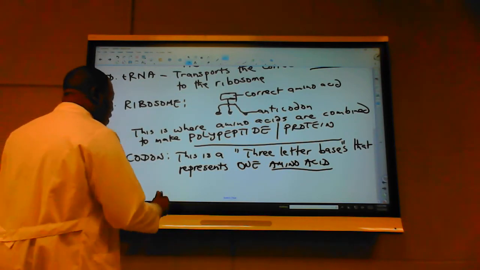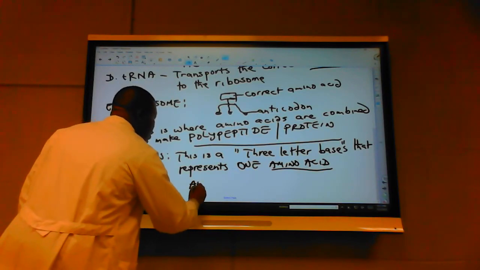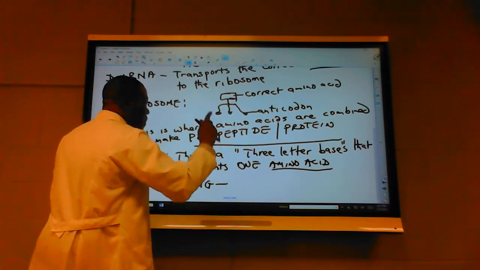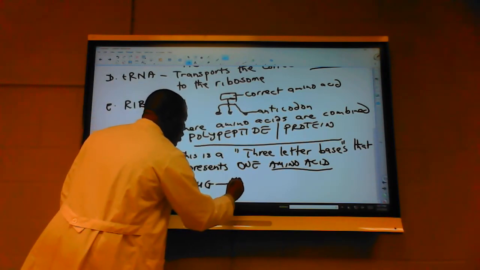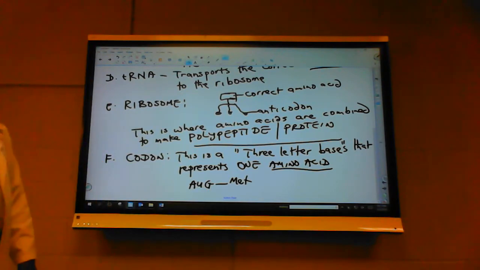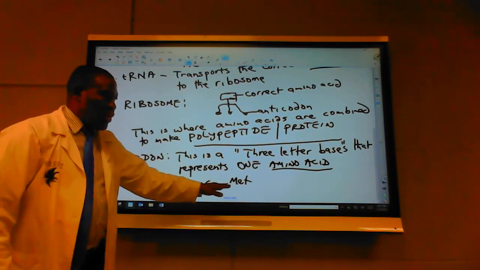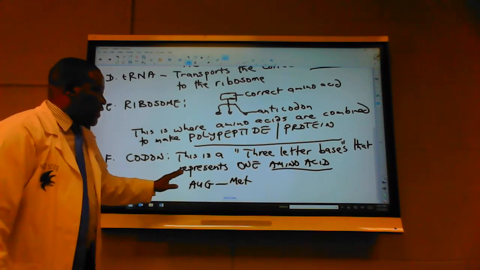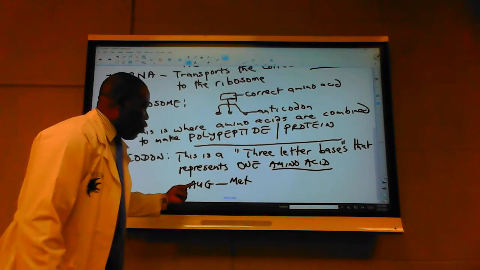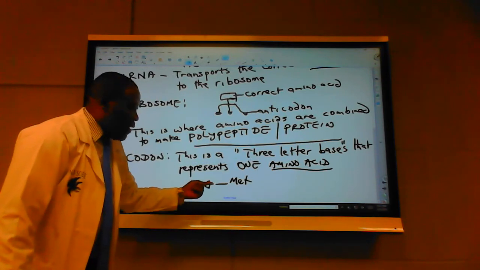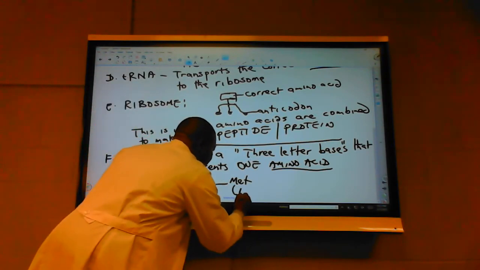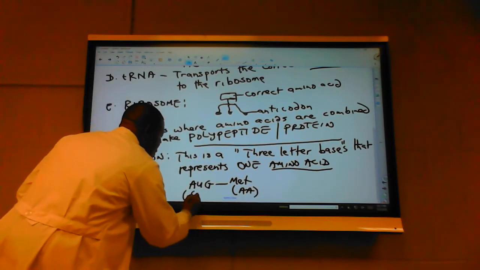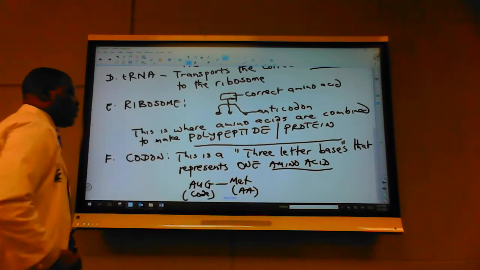Since we're talking about RNA, let's say we have AUG. 1, 2, 3. This represents only one amino acid, and that amino acid is called MET, M-E-T. Okay? This is short. Actually, it's called methionine, but I'm just trying to shorten that word for you. So as you can see, this represents a 3-letter base, 1, 2, 3-letter base. This is the amino acid, and this right here would be the code. And how many bases make a code? 3.